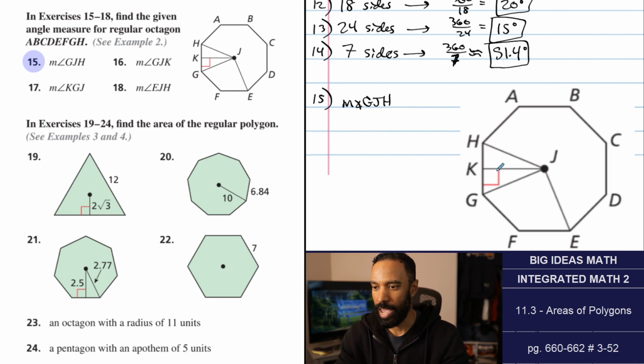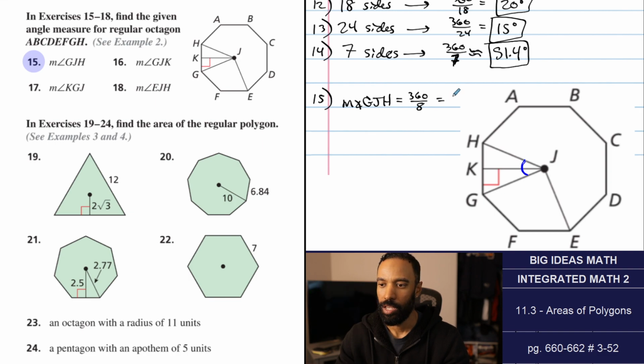So number 15 is measure of angle GJH. GJH is this central angle, because those are 2 radii constructed for the octagon. So that's 360 over 8. It's octagon, right? Yes. 45 degrees.